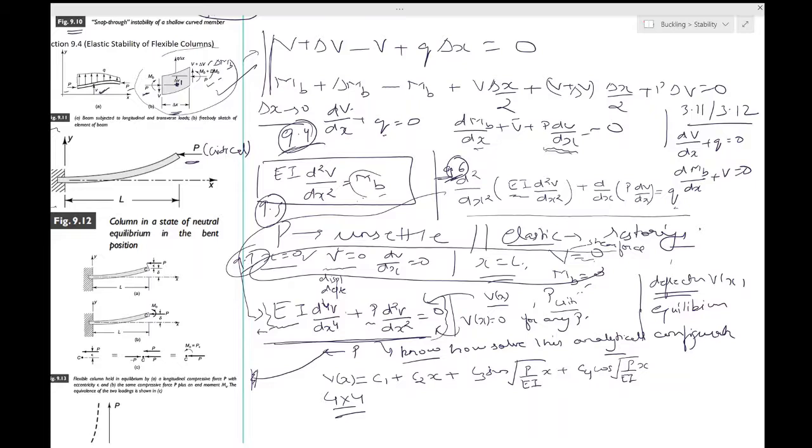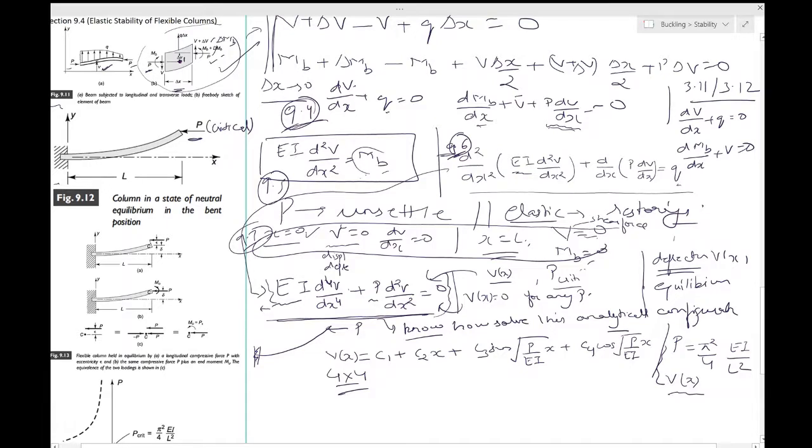So you will eventually find that P is equal to pi square by 4 times EI by L square, which is the critical value, and then you will have a corresponding deflection as well, V as a function of x. So we have found the critical load and the shape. This is the deflection or the equilibrium configuration which the beam bends into when balancing the critical load.